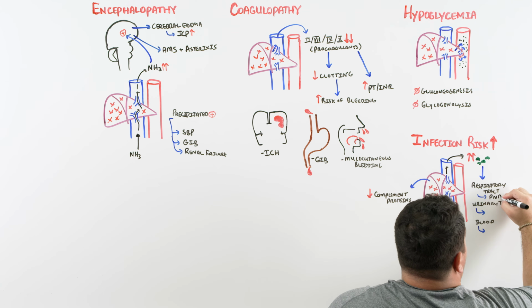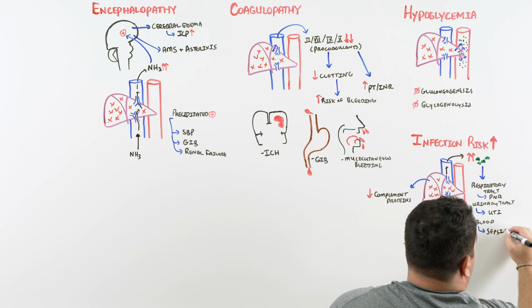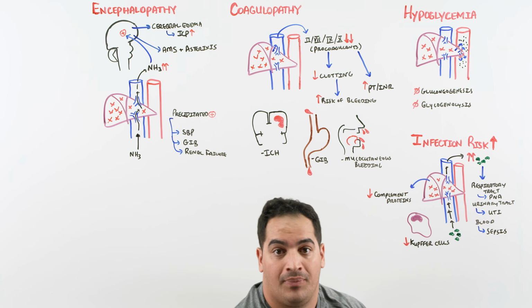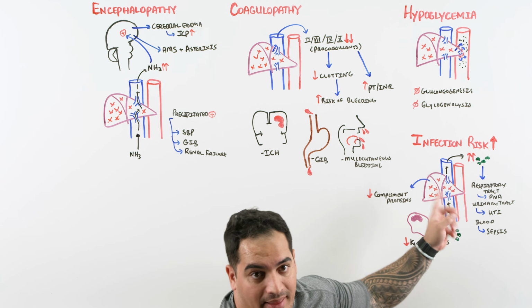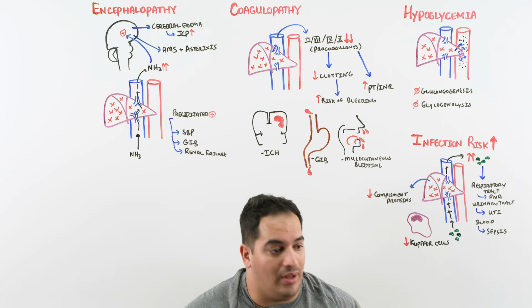You can get a patient who develops pneumonia, they can develop a urinary tract infection, or they can potentially develop sepsis and even a high risk of septic shock. That's the scary thing about this one. All right, that covers the complications of acute liver failure.